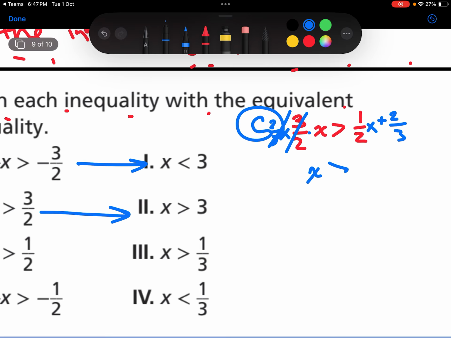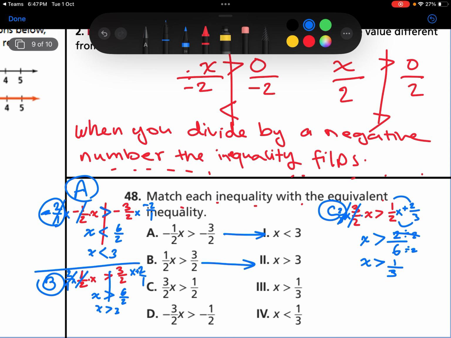X is, don't flip the inequality because I multiplied by a positive number. 1 times 2 is 2. 2 times 3 is 6. And x is more than, divide by 2. Divide by 2, it's going to give you 1 over 3. X is more than 1 over 3, which is this one.